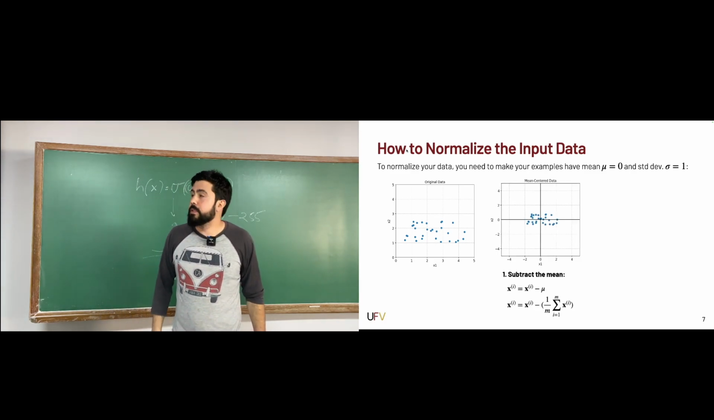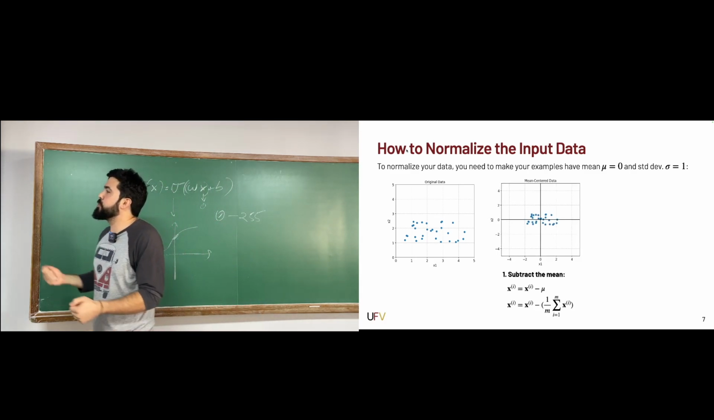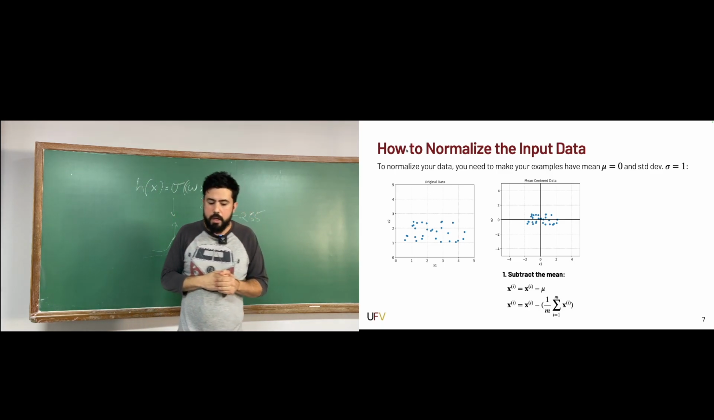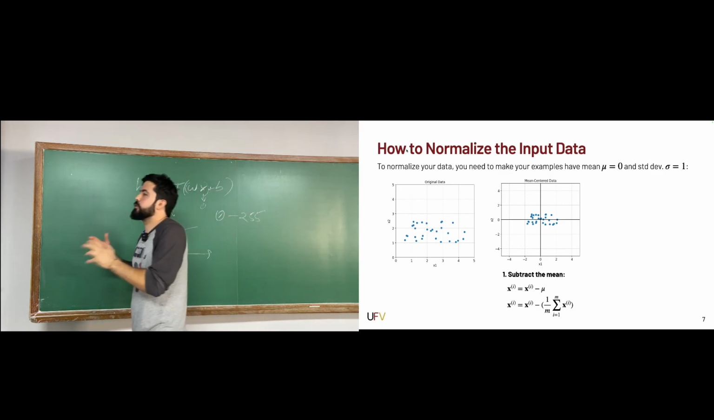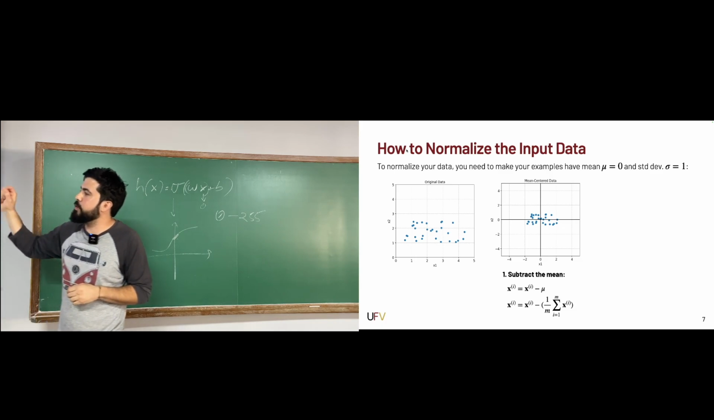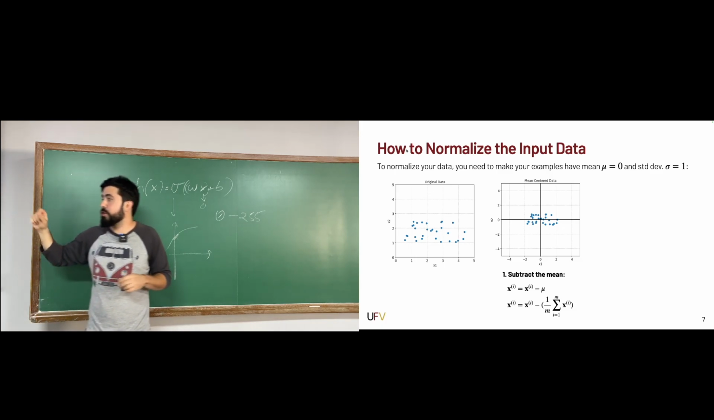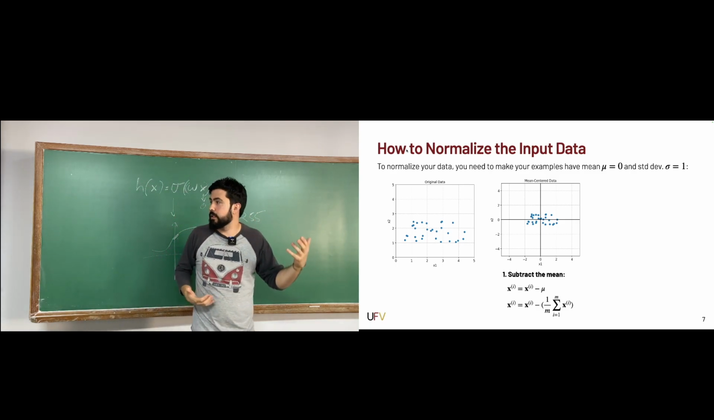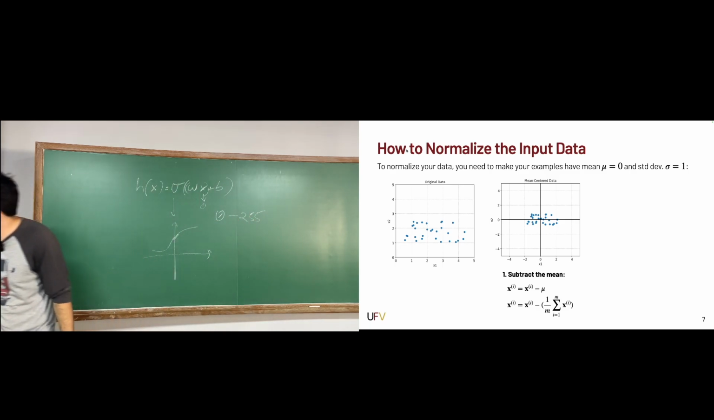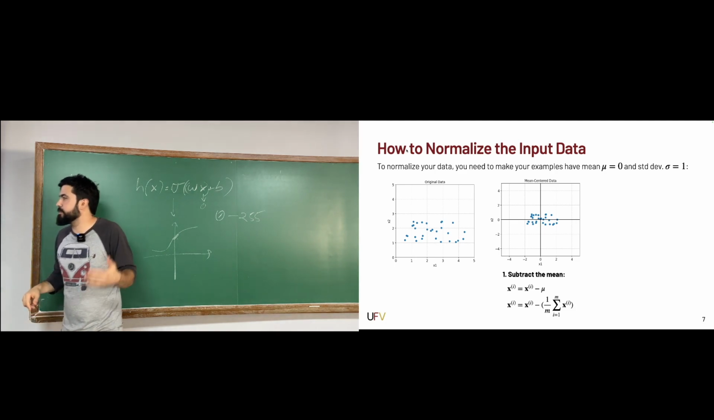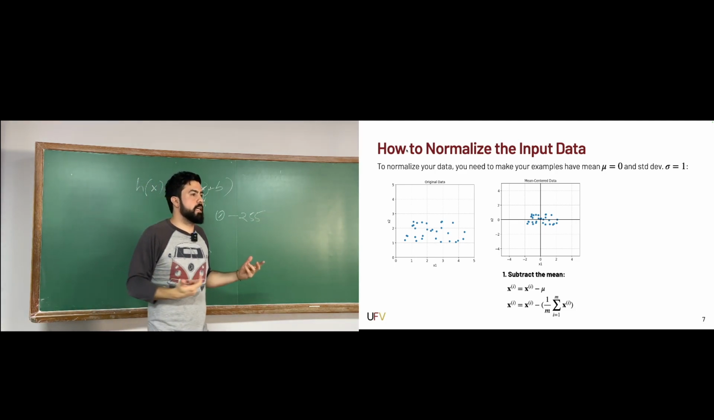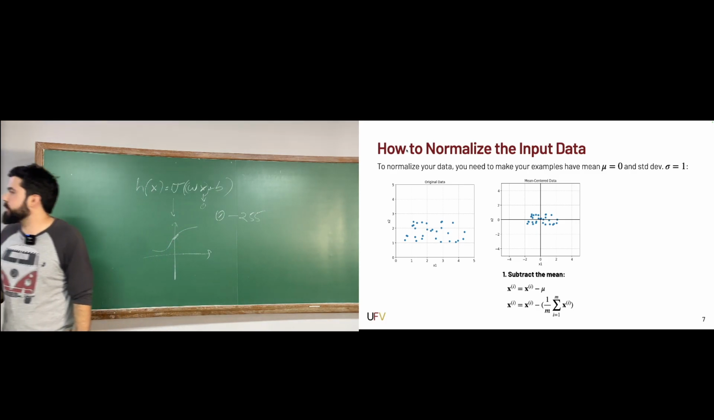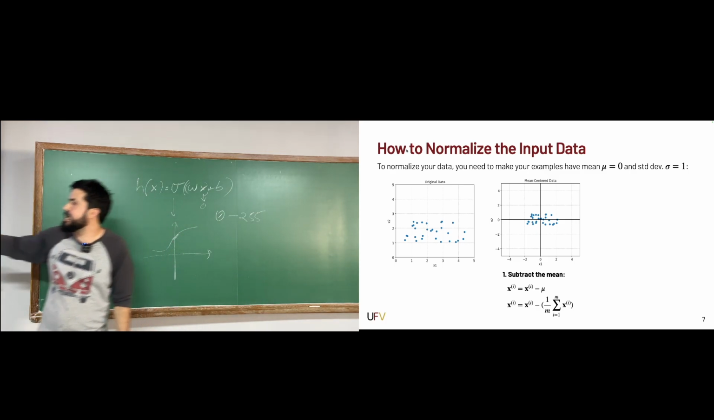So the first step to normalize your data is to subtract the mean from all your examples. So you take every example xi, and you subtract from it the mean of the whole data set. The mean is defined here as 1 over m, the sum of all the xi's. And xi is a vector here, right? So we are summing m vectors and dividing by m. So the resulting mean here is a vector.